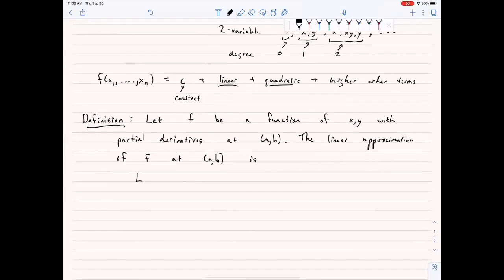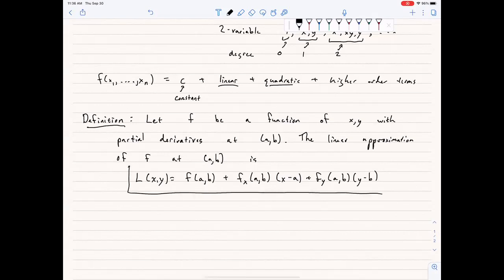We'll denote it L for linear, L(x, y). We take the value, this is our constant part of our approximation, the value of f at (a, b). And then we're going to take the partial of f with respect to x, evaluate that at (a, b). We said they exist, so we can do it. Multiply it times x minus a. And then the partial with respect to y at (a, b), multiply that by y minus b. This is what we call the linear approximation.